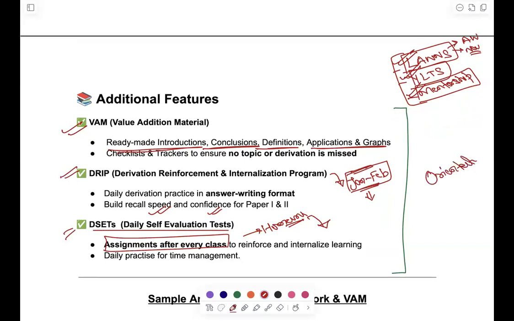So if you find that this course suits you, join the orientation class on the 1st of August at 8 p.m.